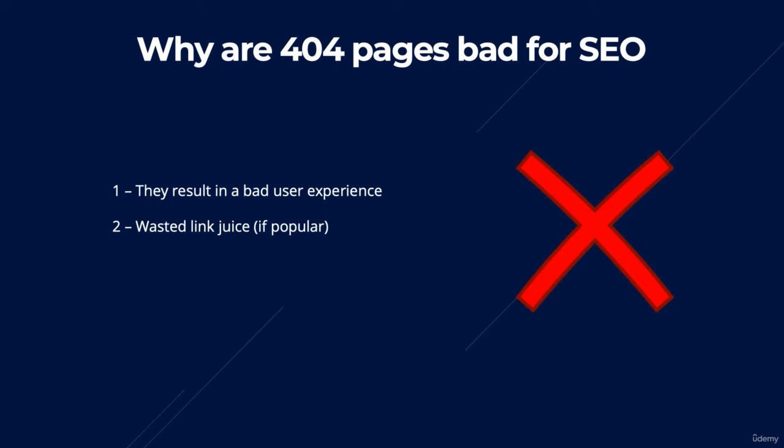If you find you have 404 pages on your website, which in the past were popular pieces of content, and as a result have a lot of backlinks, the best thing to do is to 301 redirect them to the most relevant page, which I'm going to show you how to do in the next video. But before that, let's head over to Google Search Console and I'll show you how you can find all your 404 pages in the first place.